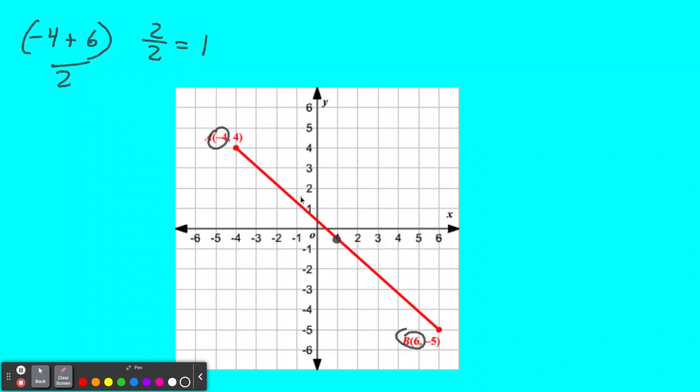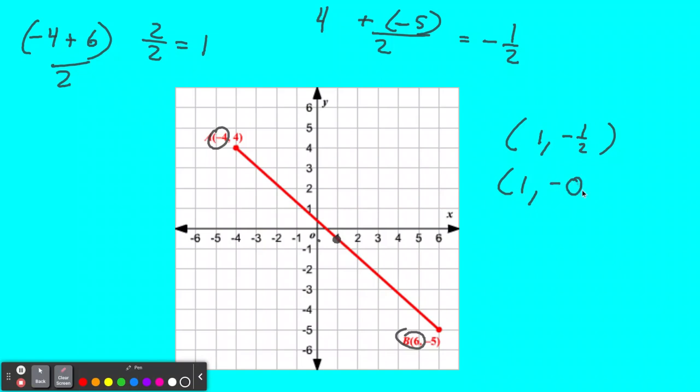And for the y, well, we have a 4, right? And we have a -5. So that's going to be -1/2. And you can see right there. That's right there. So the midpoint would be, and don't forget when you get the answer, put the x and the y. Don't just put x. So it'll be 1, -1/2. Or you could say 1, -0.5 if you want to use a decimal.